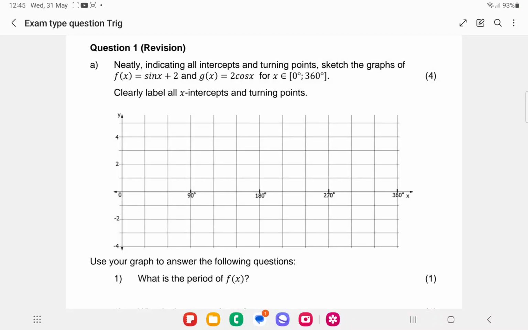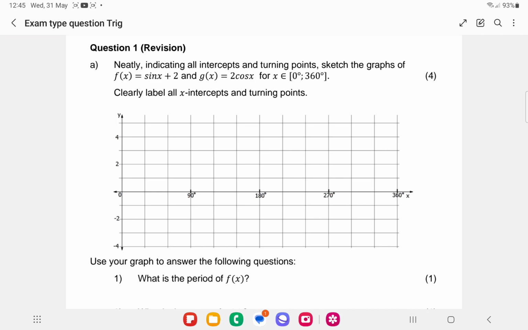Welcome back to another video where we're going to be discussing exam type questions on Trig. This is a very good exam type question that has quite a few of all the types of questions that you can get with the drawing and interpreting of the sine and cosine graphs. So let's quickly look at this question.